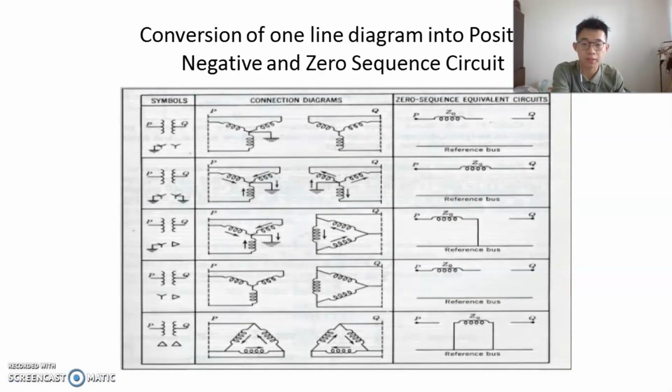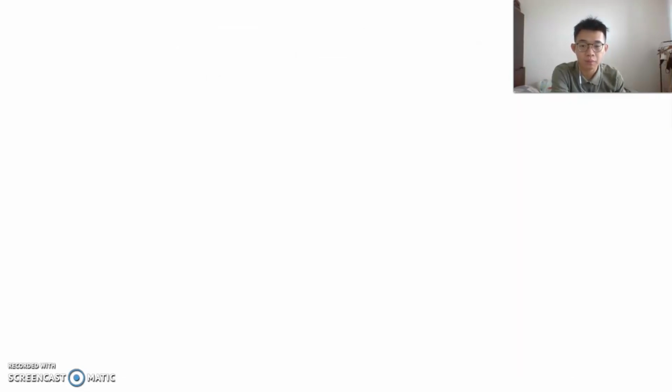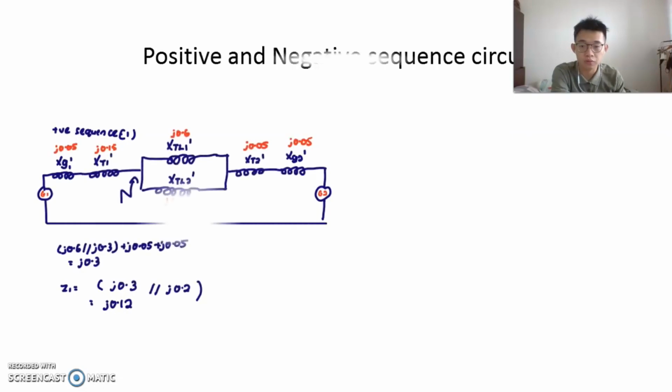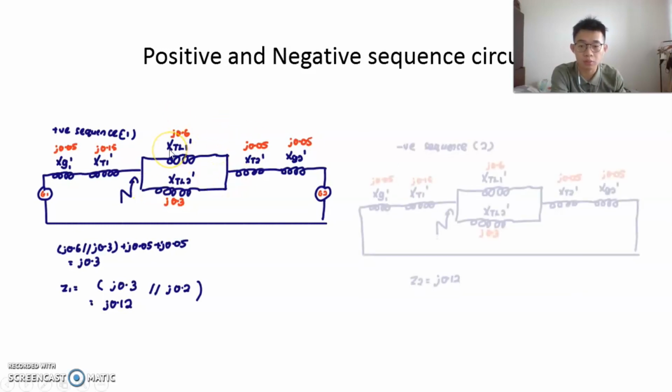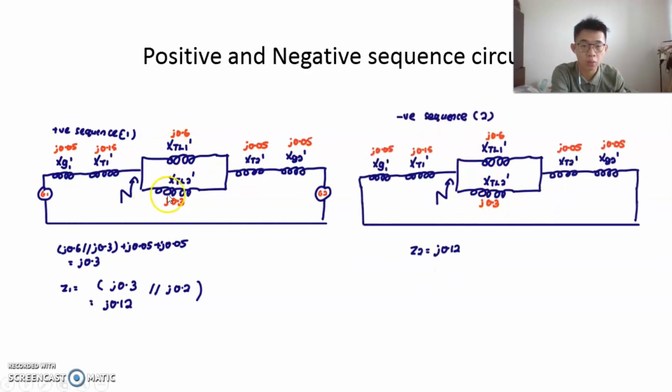So this will be the table of conversion we are going to use when we convert the one line diagram into the zero sequence circuit. We are going to have a look at this table later on. So first we are going to convert the given circuit from the question into positive sequence as well as negative sequence. So we are going to have a look at positive sequence first.